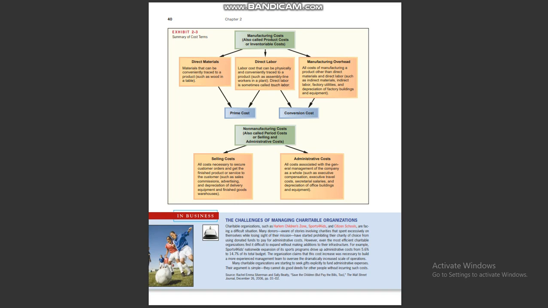Direct material and direct labor combined are called prime cost, and direct labor and manufacturing overhead together are called conversion cost.